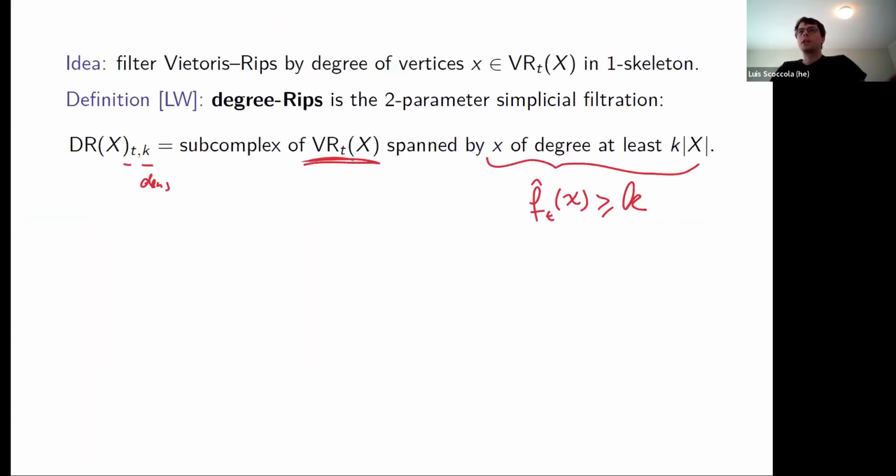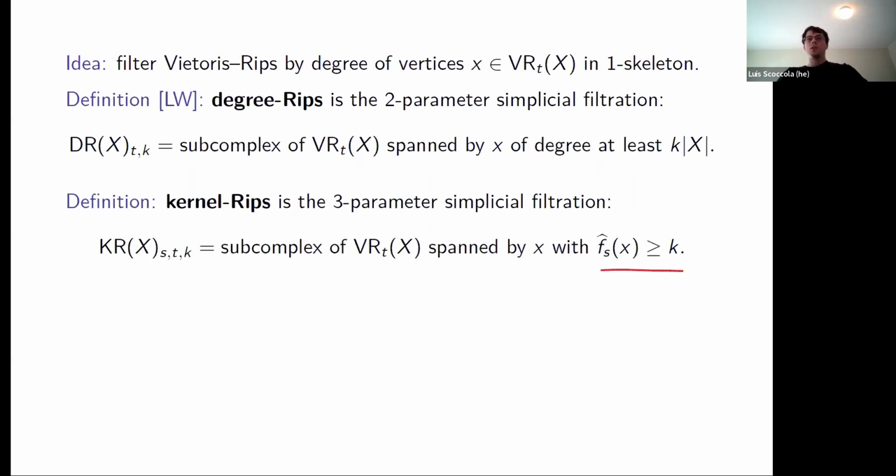Yeah, thank you for the question. And in some sense, it is also natural because the degree is also like an unnormalized density estimate, because you're not reintroducing that 1 over t, or 1 over t to the power of t, that should be somewhere. Okay, thank you for the question.